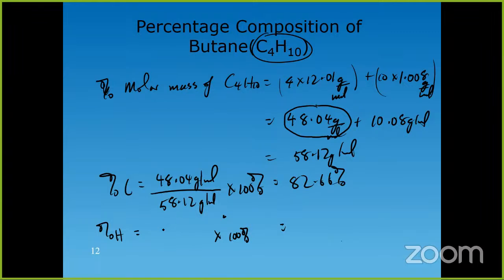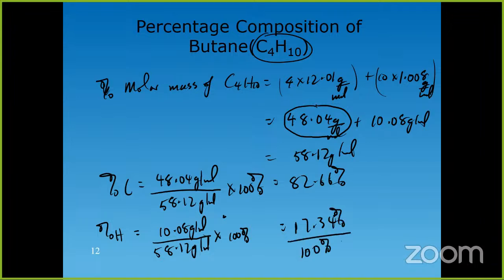And for this one here, I divide 10.08 grams per mole by, again, 58.12 grams per mole. So let's see what that gives. 10.08 divided by 58.12 times 100, and I got 17.34%. Still get 100% total, but thank you for correcting me on that. So that's basically how that is done.